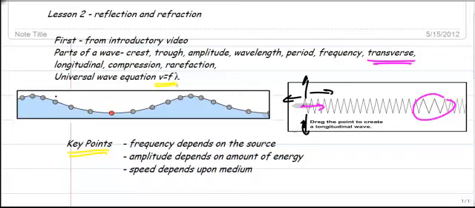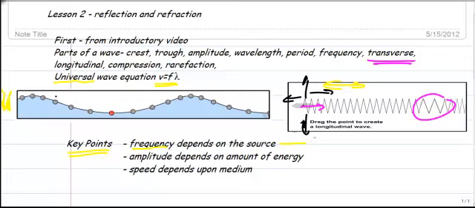Some key points about waves, about all waves. Well, first of all, we did derive the universal wave equation. Velocity is frequency times wavelength. And simply the fact that it's universal means that it applies to all waves. Now, whether it's a transverse wave where we're moving back and forth, or a longitudinal wave where we're moving parallel to the slinky, the frequency depends on the source.